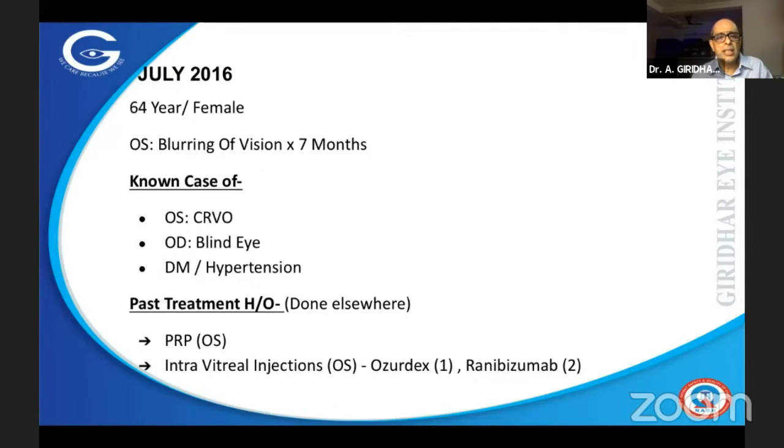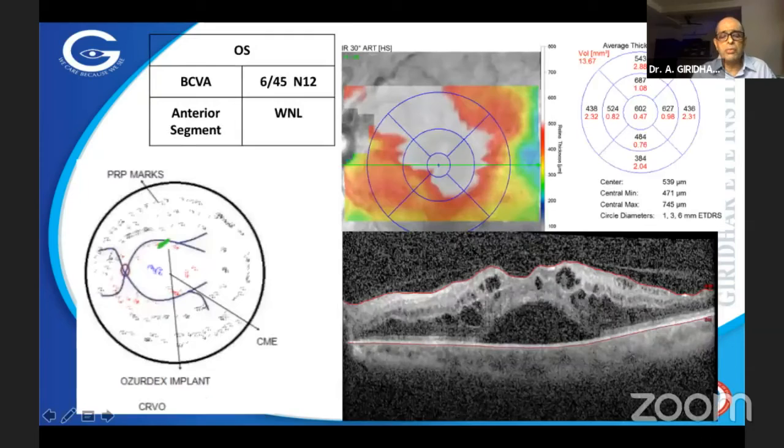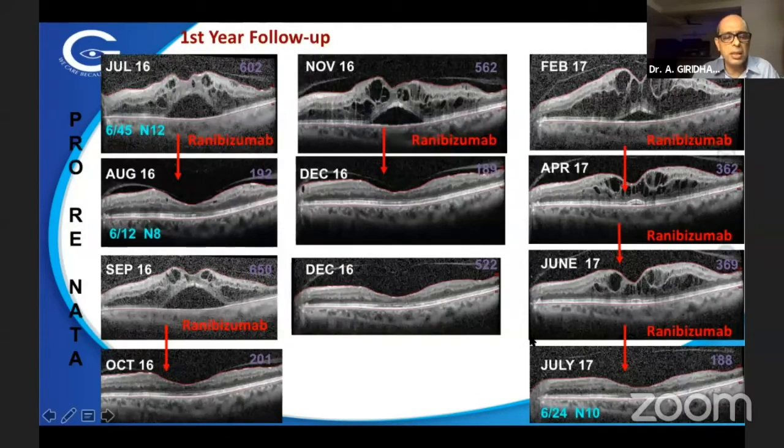This is my second case. This is again a female patient, 64 years, blind in one eye due to central retinal vein occlusion with neovascular glaucoma, and defective vision in the other eye, already treated elsewhere with the intravitreal dexamethasone implant, and also has received laser photocoagulation. This was the picture when she first came to us, and she had a significant increase in the central macular thickness.